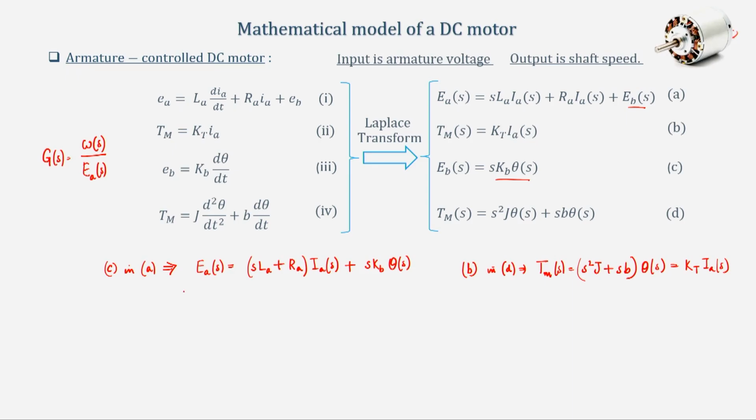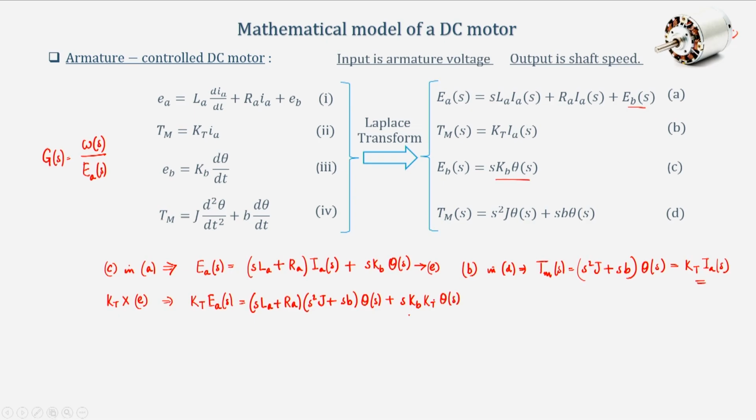Okay. So, I can multiply. Now, Kt multiplied by, let me call this equation number E, Kt multiplied by equation number E gives us Kt Ea s equals (s La plus Ra) Kt Ia, but then see Kt Ia I can replace from here directly. So, I will just replace it directly here, so that I do not have to write it again. Theta s plus s Kb Kt s, Kt was multiplied both sides.